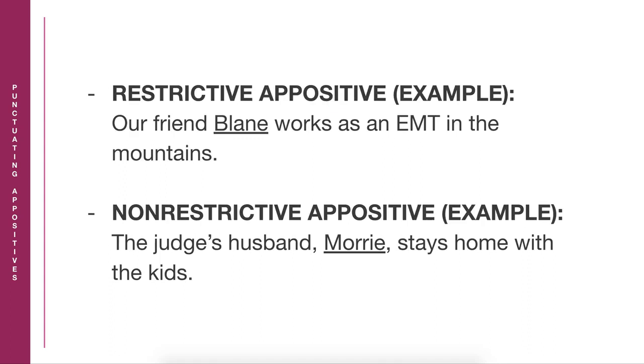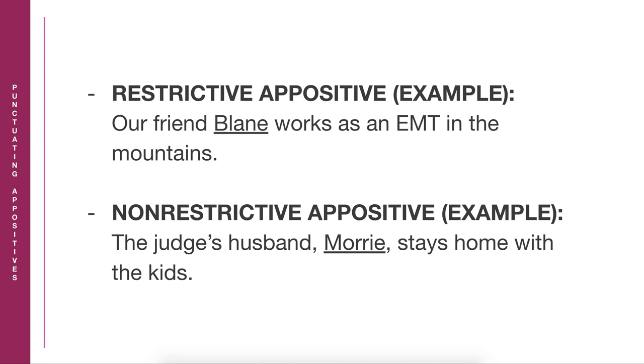Now, that being said, when we talk about punctuation, we do not add commas or dashes to restrictive appositives. We just put the restrictive appositive right into the sentence. So again, we have the same two examples here, but on the top, we have our appositive that does not have commas or dashes around it. And then on the bottom, we do have commas around our appositive.